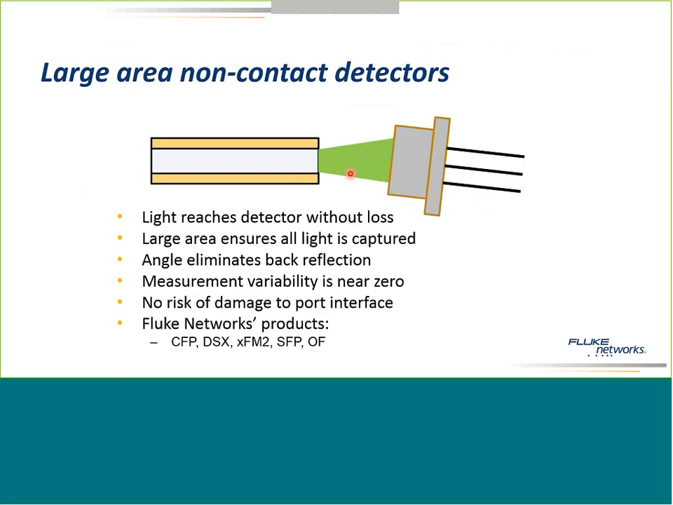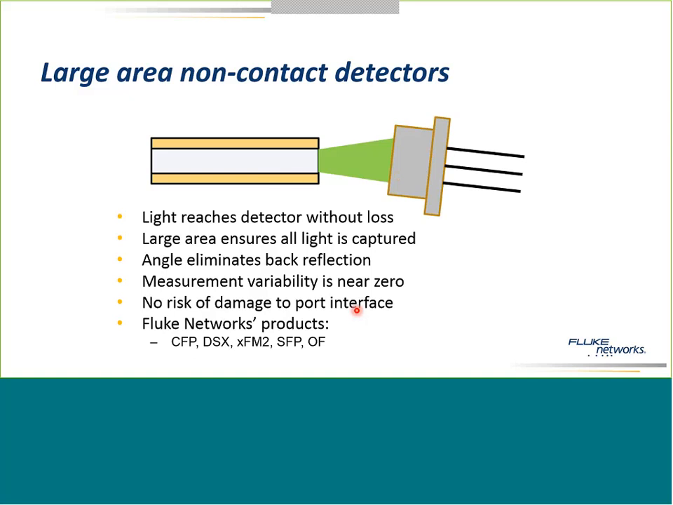We're not physically touching. Here's the end face of the connector, and it's not physically touching the detector. There's a small air gap there, and there's a small angle to the detector to make sure that we're not reflecting light back into the fiber. And this also helps us because it reduces the possibility of damage to the end face.